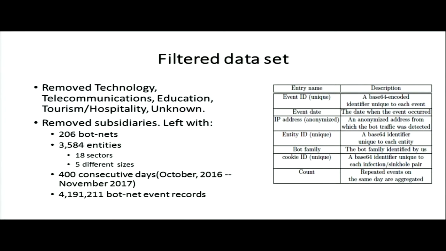Telecommunications is the same as ISPs. Lots of people sign up with an ISP and sit behind the ISP's IP block. So the ISP owns the IP block, but from behind there, they're sending out lots of infections. Education: students are constantly leaving their computers unprotected. They don't have the money to pay for antivirus software. It gets compromised, and they don't even know about it. So educational institutions are very high, and tourism and hospitality is also very high. People go to hotels and so on.